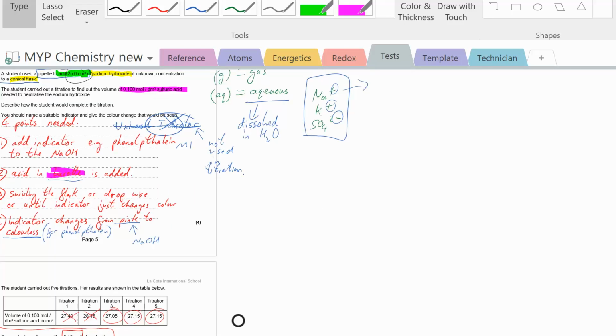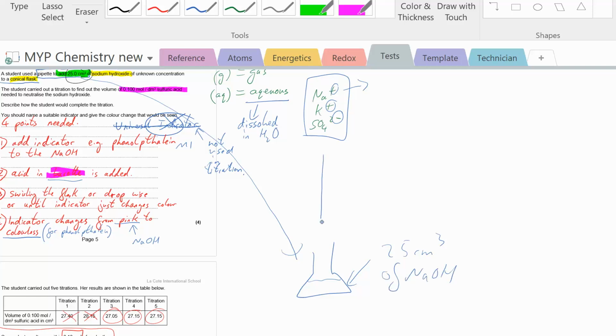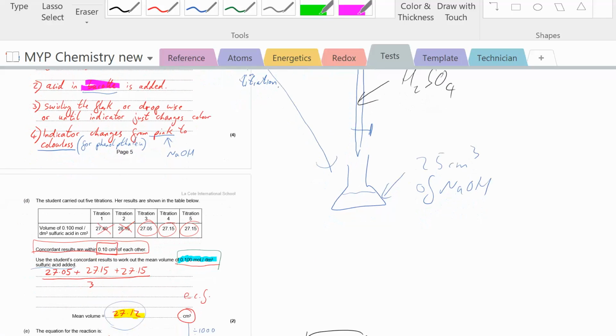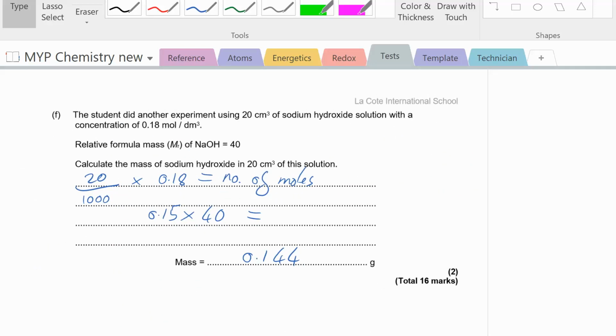Just to help you out a little bit more, that value there is obviously going into the conical flask. So that's 25 centimeters cubed of NaOH, and you then had a burette which was filled with H2SO4, and the concentration of that is this value here, which was 0.1 moles per decimeter cubed. Okay, moving on to the next question.